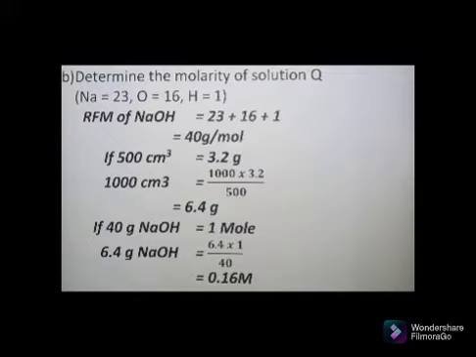So what do I argue? I can use first principles and argue: if 500 centimeters cubed has 3.2 grams, what about 1,000? When I do the calculation, as I have displayed here, it will be 6.4 grams. Now it's a matter of converting 6.4 grams into moles. Remember, we do the mass divided by the relative formula mass. On first principles, 6.4 times 1 divided by 40, and with that, I get 0.16. The sodium hydroxide is my standard solution, so I know the molarity.